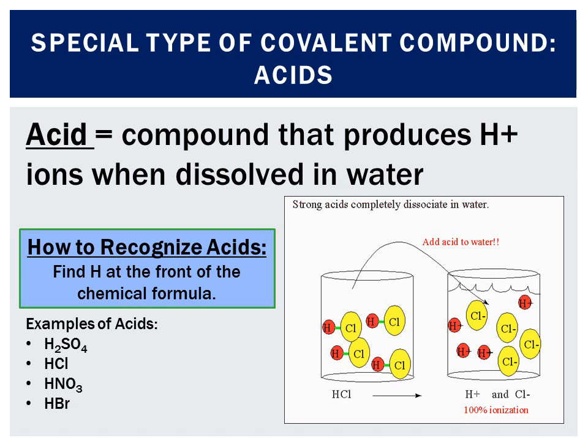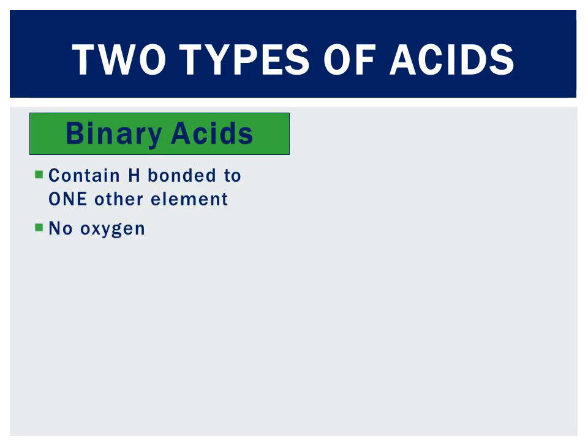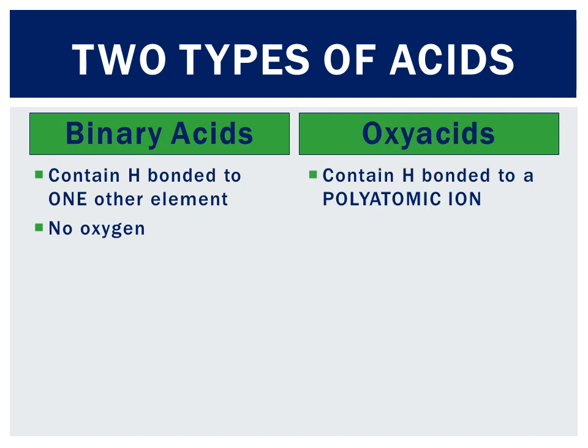You may have noticed a pattern in my naming. There were different ways. Some of them I started with hydro and some of them I didn't. That's because there are two types. I have binary acids, those are the ones that contain a hydrogen bonded to one other element. They do not contain oxygen. And there are oxyacids that contain a hydrogen bonded to a polyatomic ion.